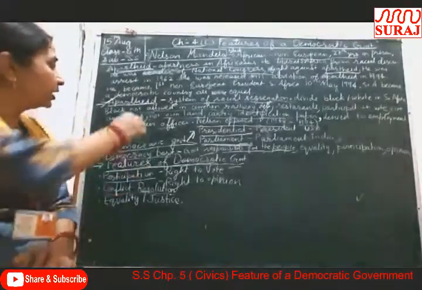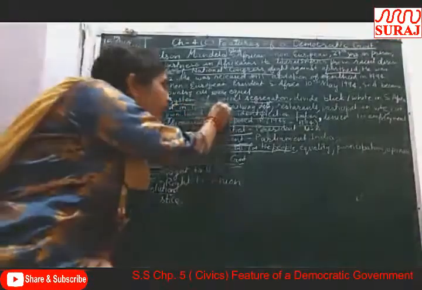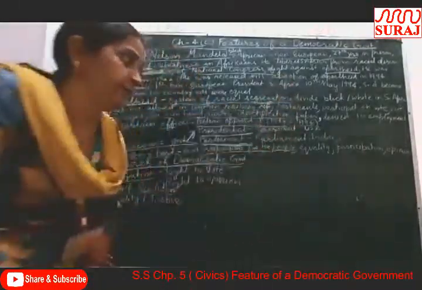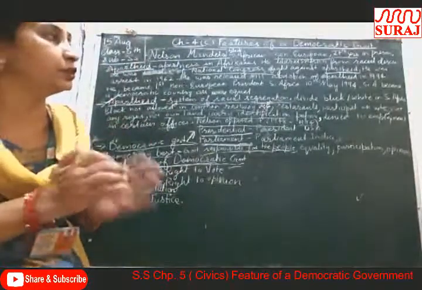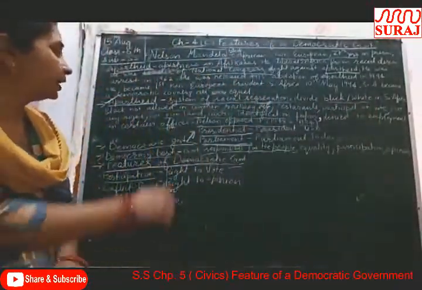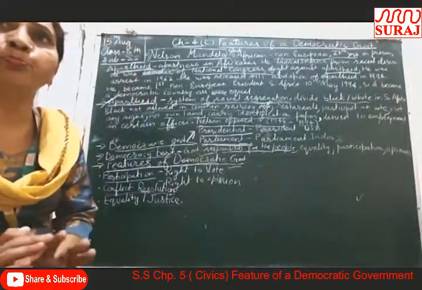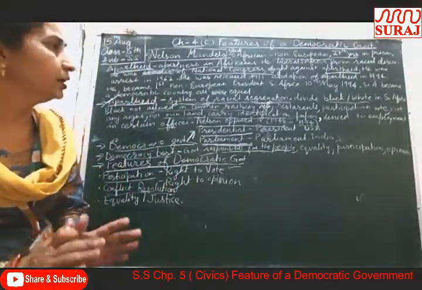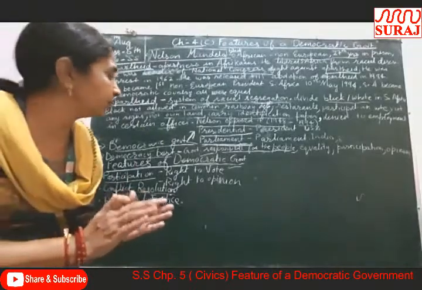Let's start. What is apartheid? It is the system of racial segregation. It means separation between black and white South Africans. There was a lot of discrimination between black and white people in South Africa.